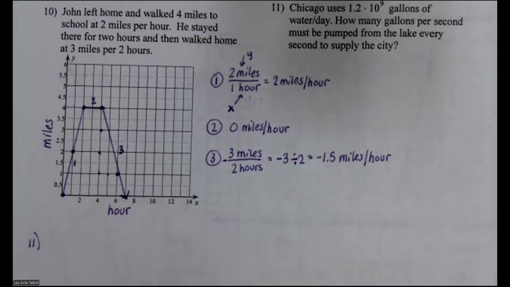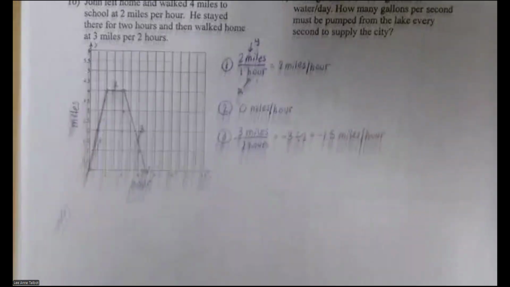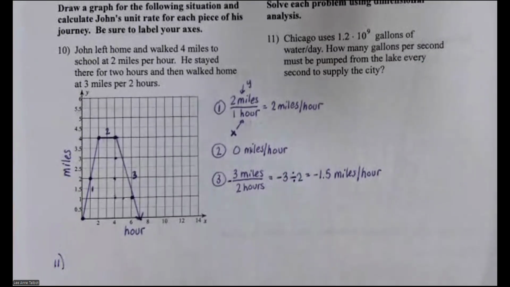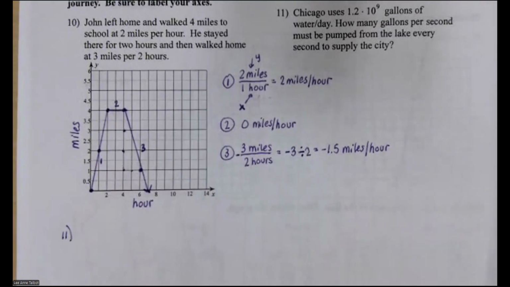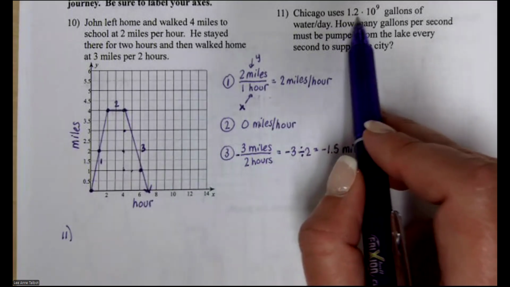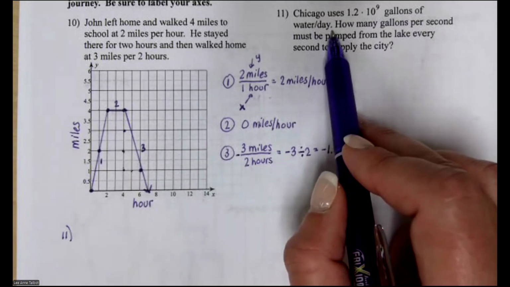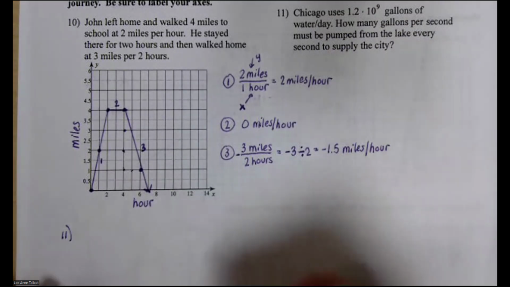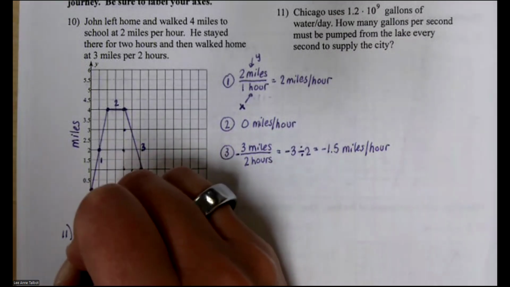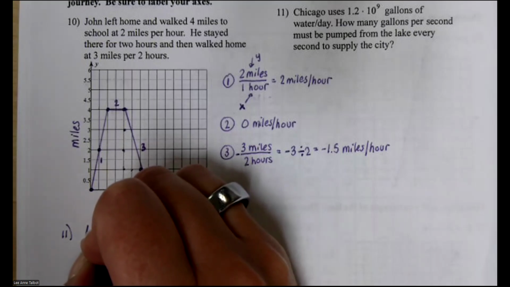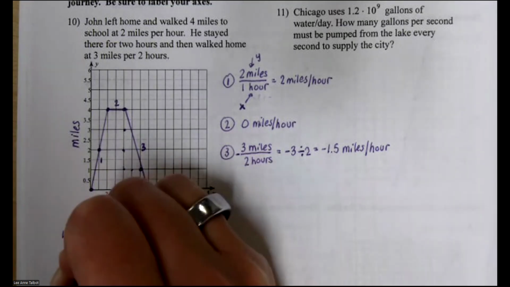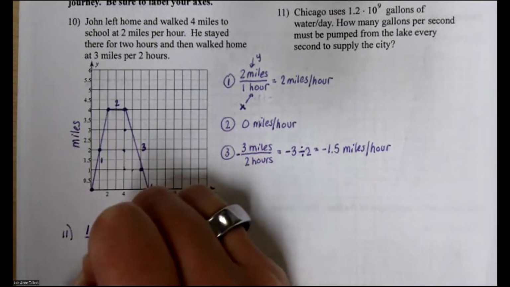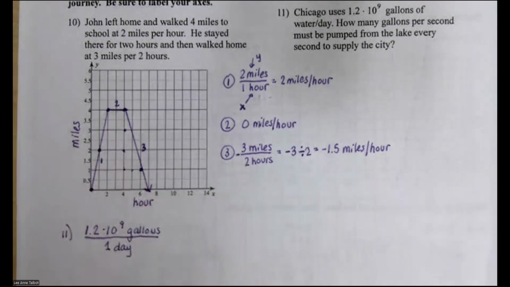Okay, last one, your favorite. Oh look, I embedded scientific notation into dimensional analysis. Aren't I just, anyway. Chicago uses 1.2 times 10 to the 9 gallons of water a day. That's a lot. Just saying. Okay, so we're going to write 1.2 times 10 to the 9 gallons for 1 day.